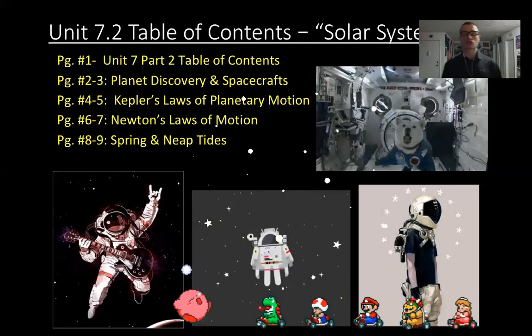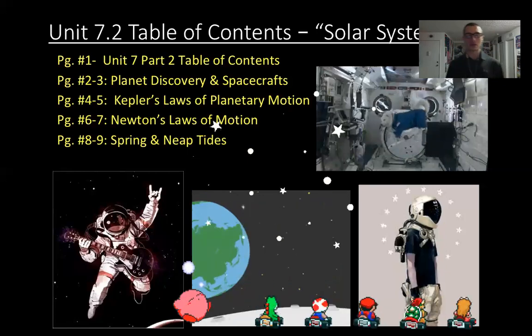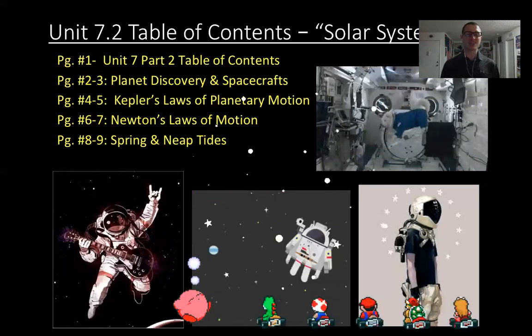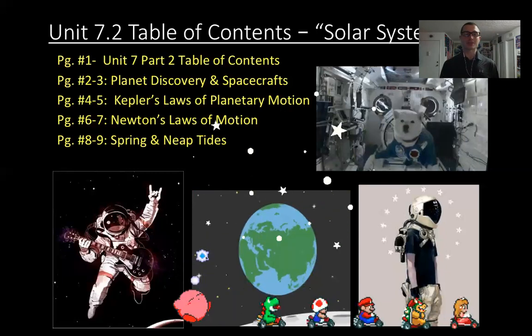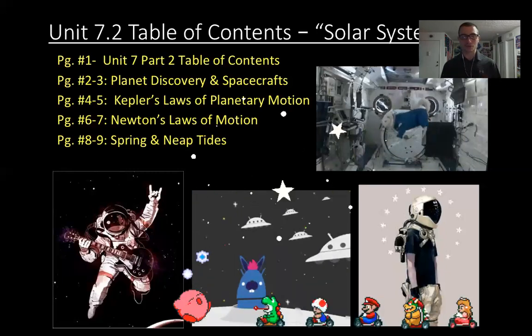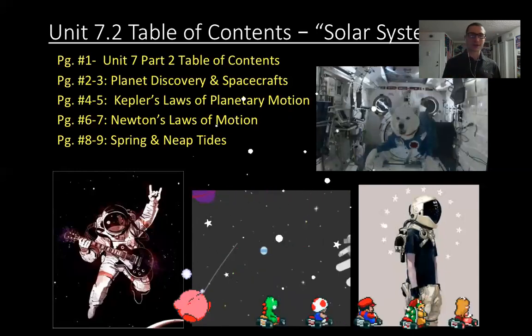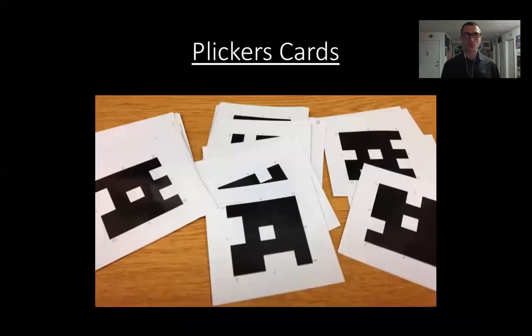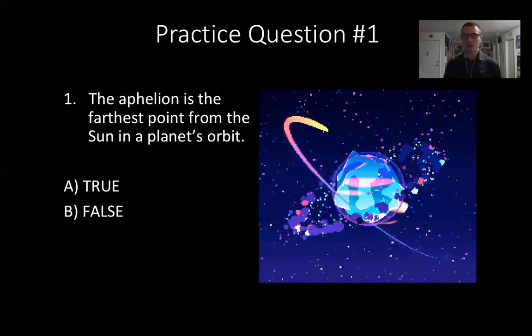Okay, so with the moon phase stuff, we'll be starting that tomorrow with tides. So go ahead and add pages 8 and 9 to your table of contents. We're going to call those 2 different types of tides. We've got spring and neap tides. Again, we're going to talk about those tomorrow. Moving on from here, let's do our first practice question today.